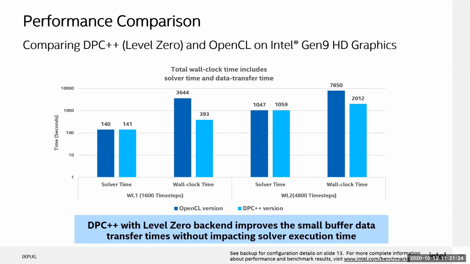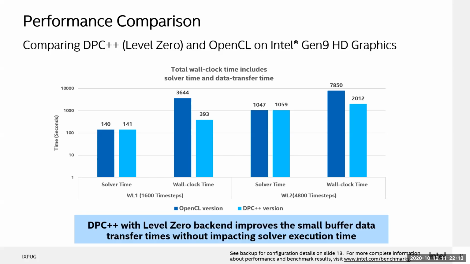Now, if I compare the migrated data parallel C++ code running on an Intel Gen 9 graphics, I observed that the solver times more or less remain the same when compared to the OpenCL version, but the overall wall clock time, which consists of the data transfer time of the small buffers, reduced significantly. This graph shows a logarithmic scale. For workload one, the OpenCL version took around 3,600 plus seconds, while the same data transfer took only 393 seconds with the data parallel C++ version on the same system with the same GPU.